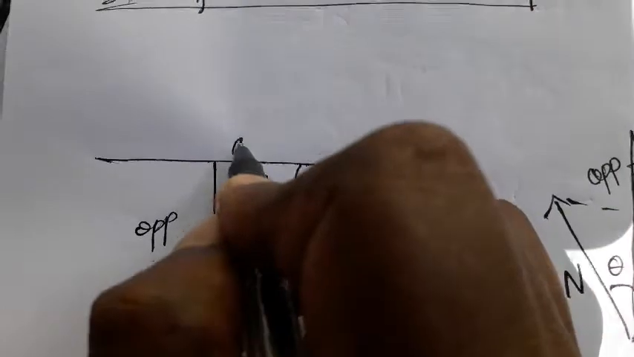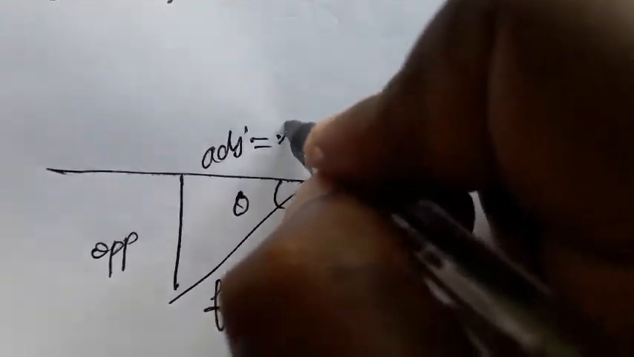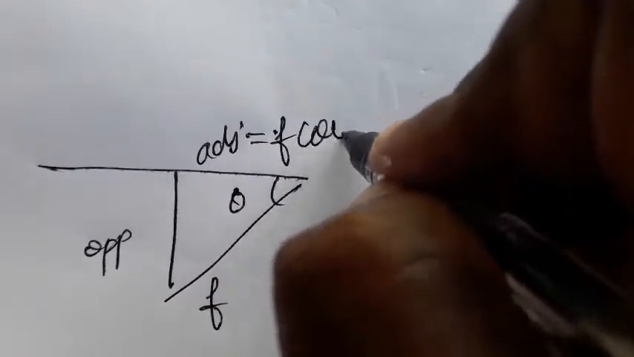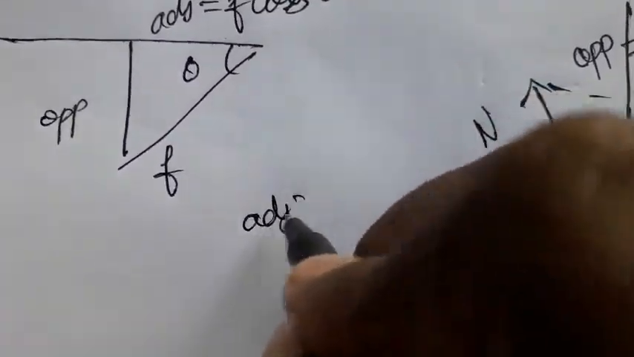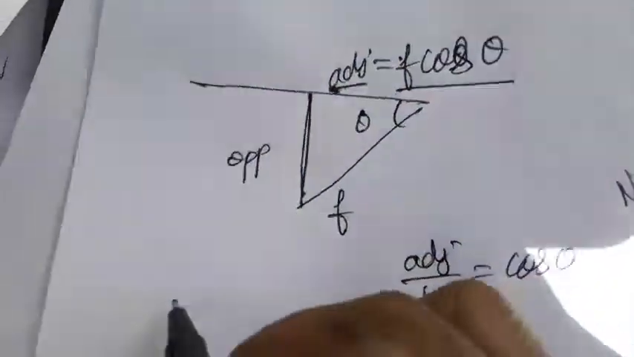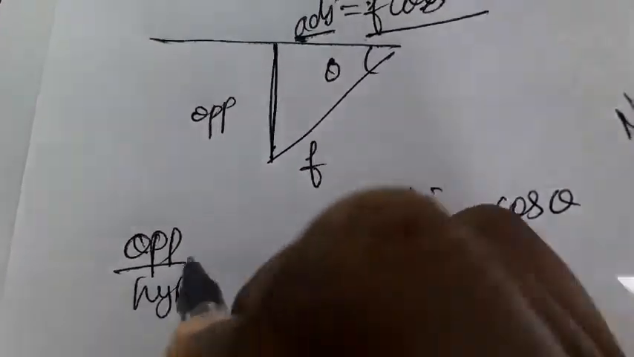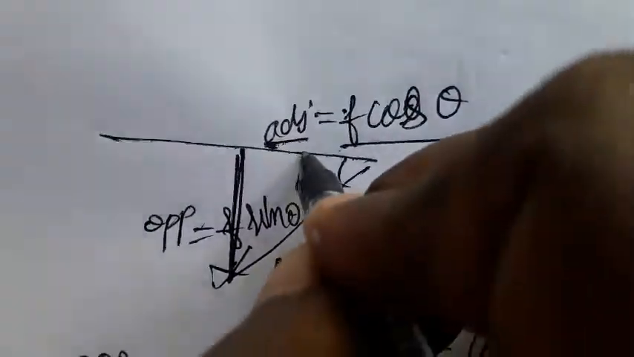This is the angle, this is the opposite side, and this is the adjacent side. Adjacent by hypotenuse is cos theta, so adjacent is hypotenuse times cos theta, that means adjacent is f cos theta. What about the opposite of this triangle? Opposite by hypotenuse is sin theta, so opposite is f sin theta. Opposite will be acting this side, adjacent will be acting this side.